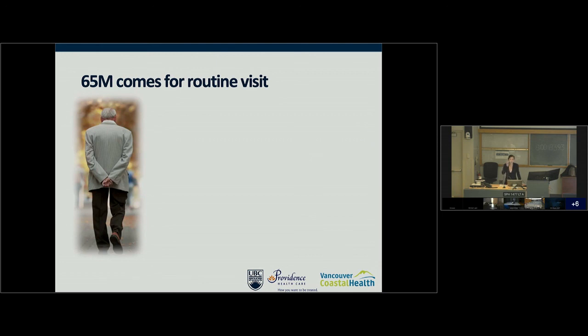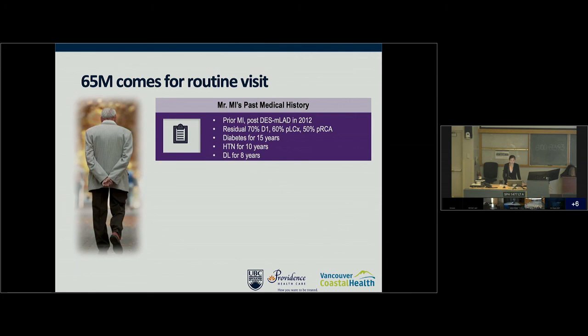So this is a very typical patient that you guys might see overall in your practice: a 65-year-old male comes in for a routine visit to see a family doctor. The past medical history is significant for a prior MI, drug-eluting stent to the mid-LAD back in 2012, a residual lesion in the D1, a 60% lesion in the proximal left circumflex, and a 50% lesion in the proximal RCA as well. This patient has also had diabetes for the last 15 years, as well as hypertension and dyslipidemia. So pretty common patient that you guys will see on CTU as well in your clinical practice.